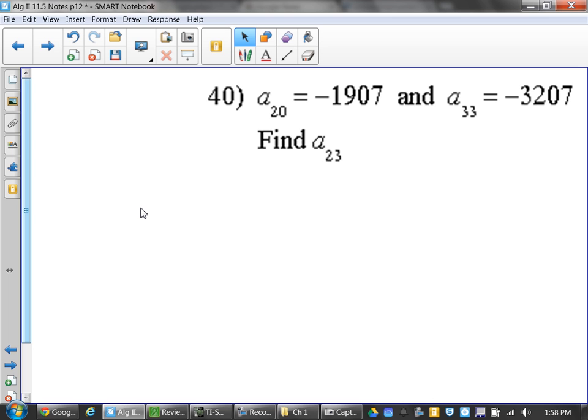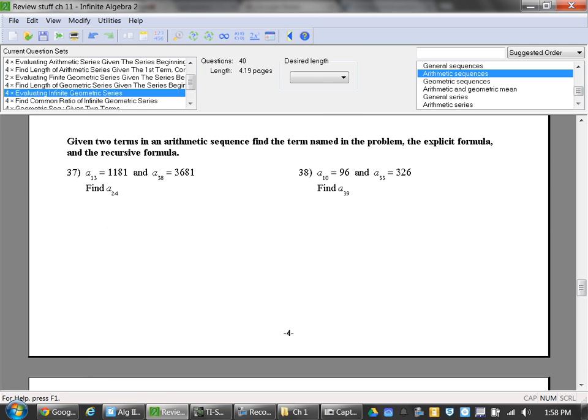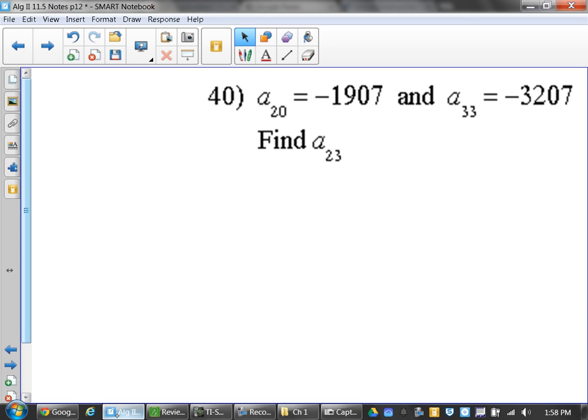We're talking about writing out the explicit and the recursive formula for the arithmetic sequence. It tells you it's arithmetic, you just got to work your way out from there. Knowing that it's arithmetic, I need to figure out my first term and my difference. When I'm given two terms, I'm going to use a system of equations to do some elimination, and work my way from there.